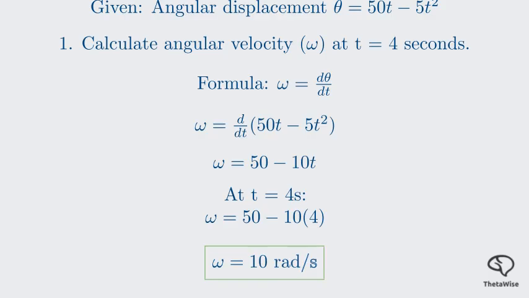This is our final answer for part 1. So, at 4 seconds, the wheel is rotating at 10 radians per second in the positive or counterclockwise direction.